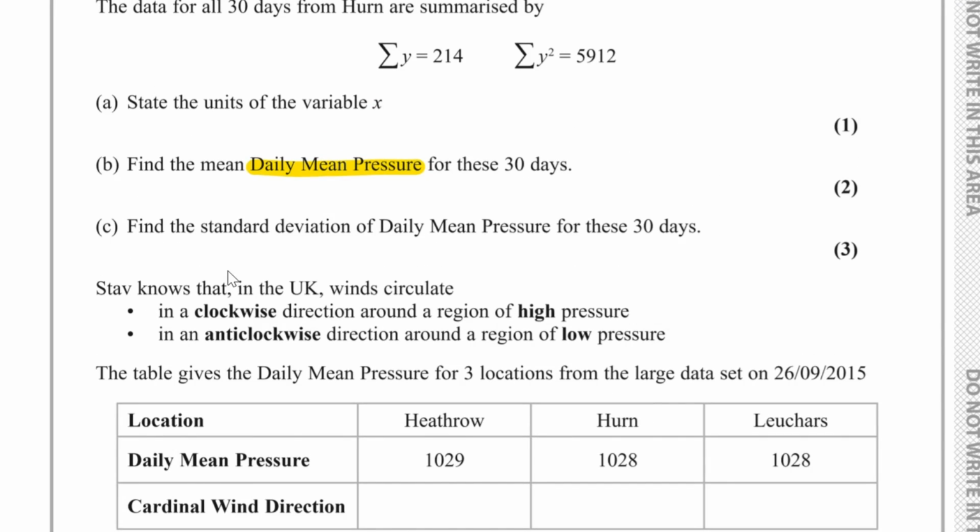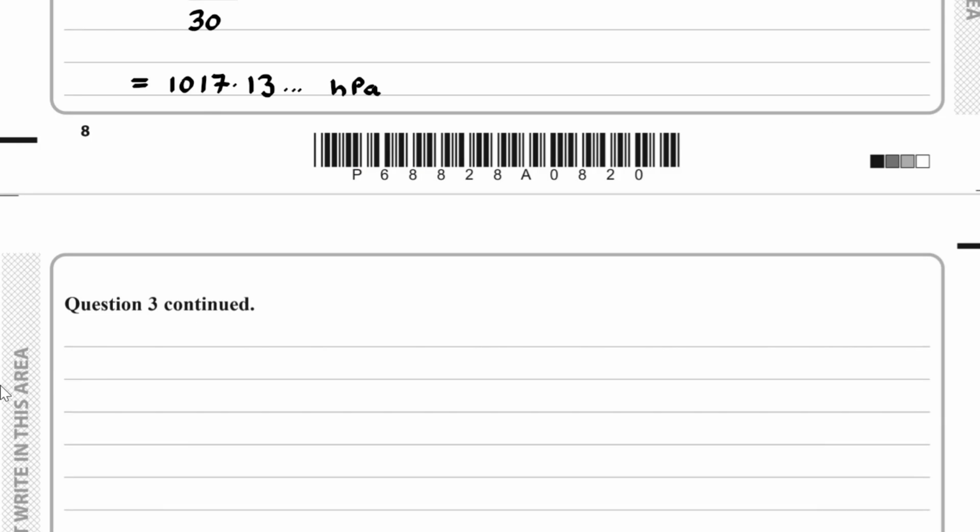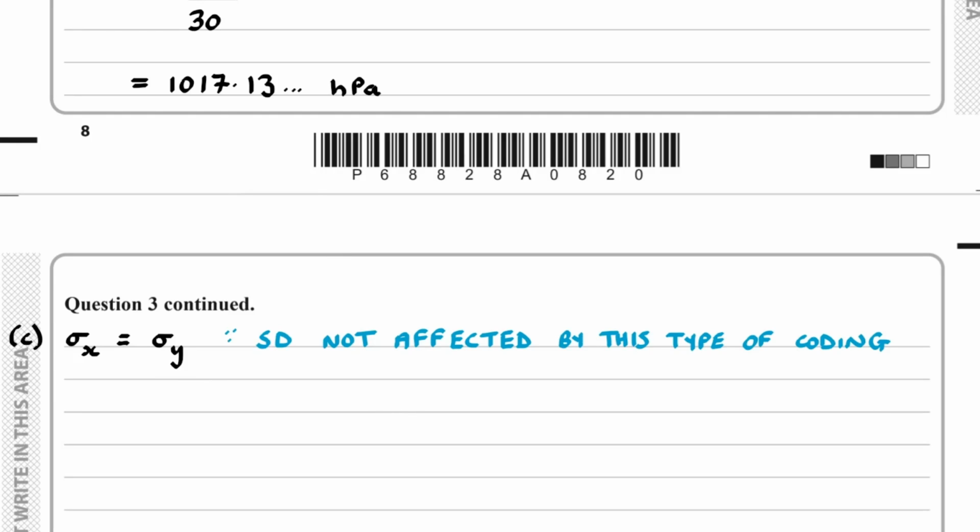Now, for part C, we have to find the standard deviation of the daily mean pressure for these 30 days. For part C, we are finding sigma x. Now, this is equal to sigma y. What is the reason for this? Well, of course, standard deviation is not affected by this type of coding.